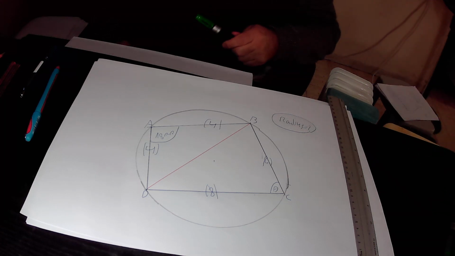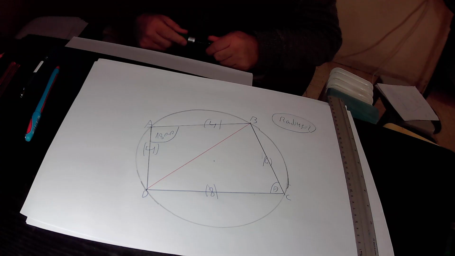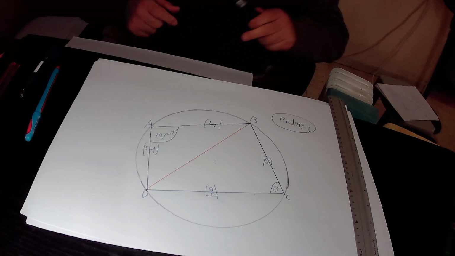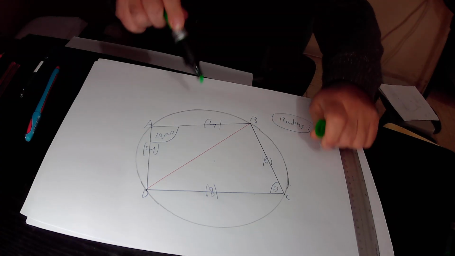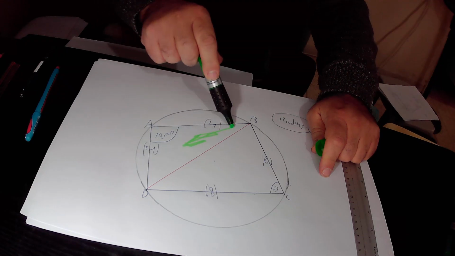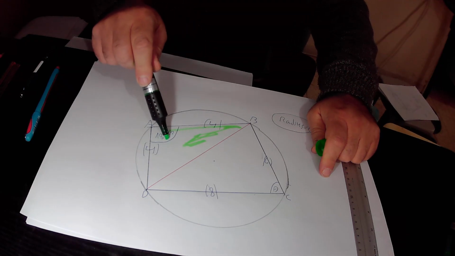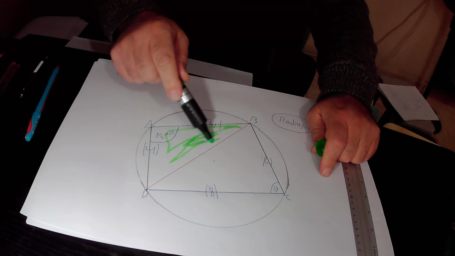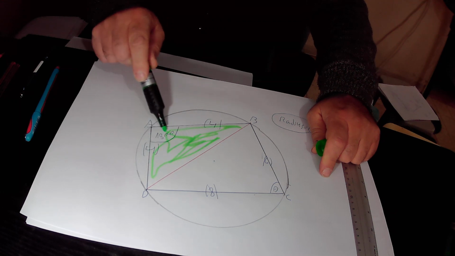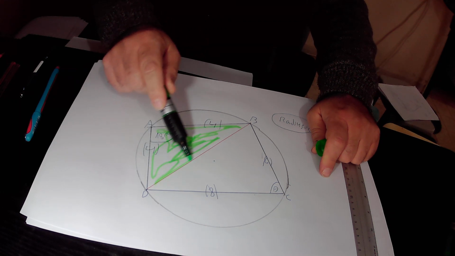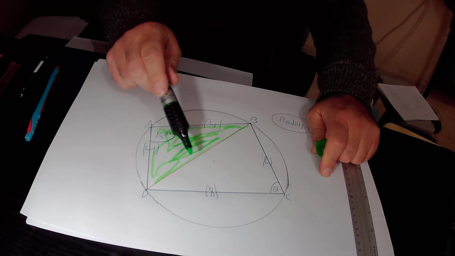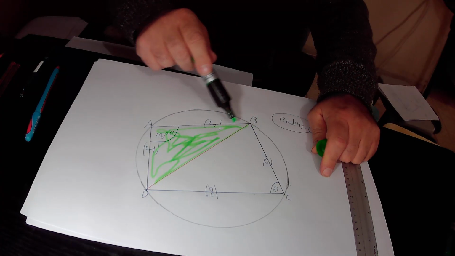So we will implement the law of cosines on both triangles. First of all, we implement the law of cosines in this green triangle ABD, and then we implement the law of cosines in this white triangle BDC.